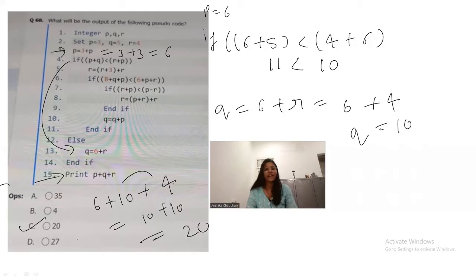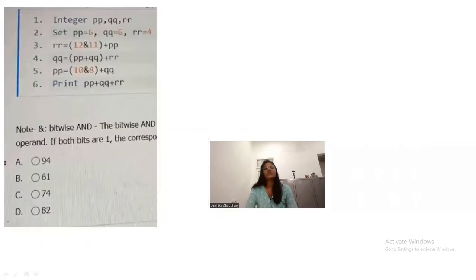I hope it makes sense. I hope it is clear to you. So let's move on to the next question now. So the next question is again from pseudocodes, and here are some integers P, Q, R. We are setting some values to them. All right. Now at the line number third, we have to update the value of R. I am writing it as R only, right? Not double R. All right.